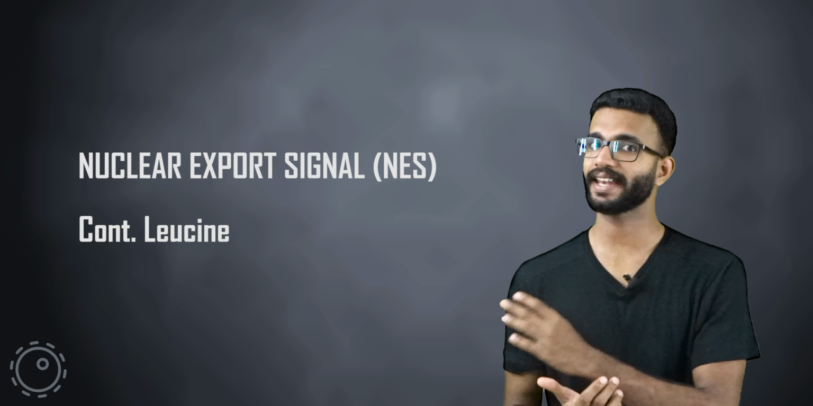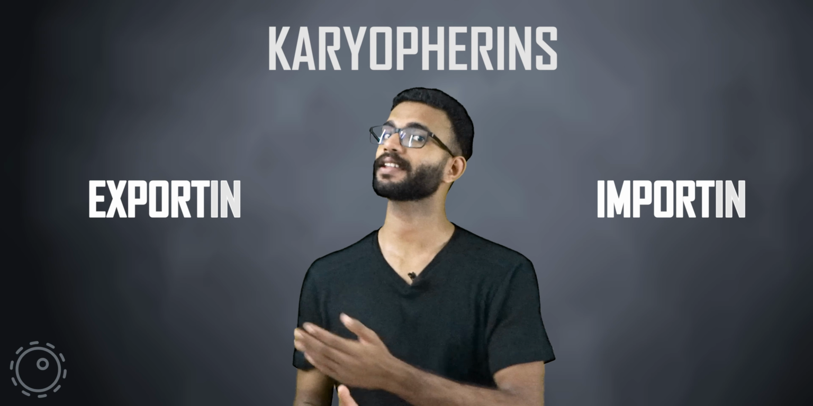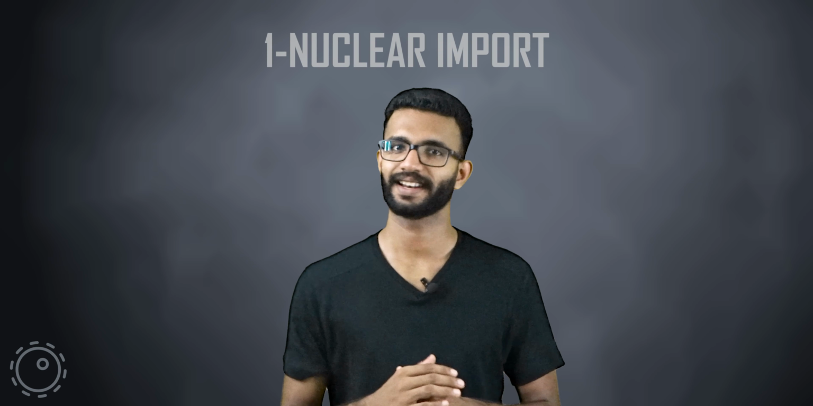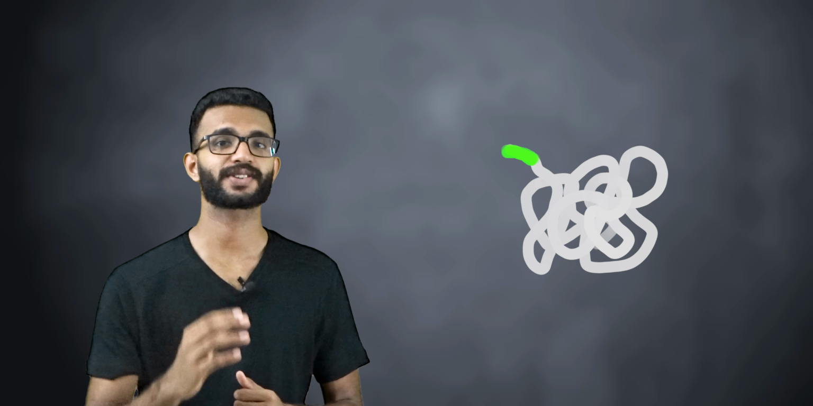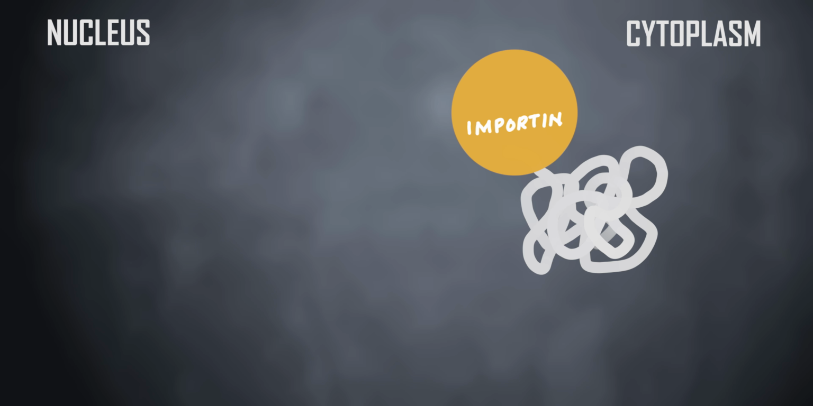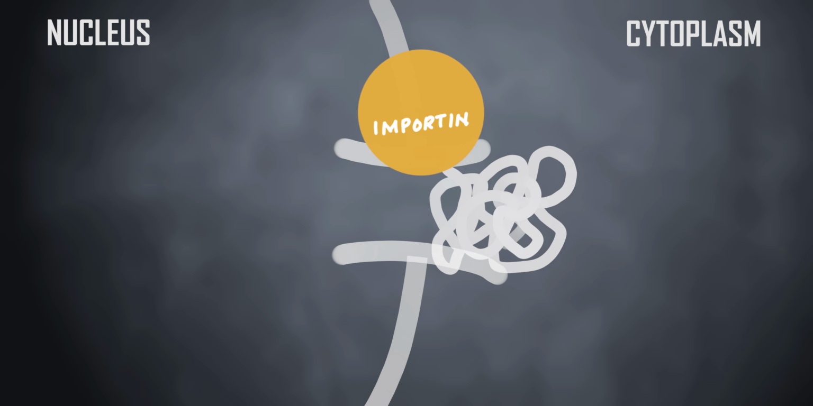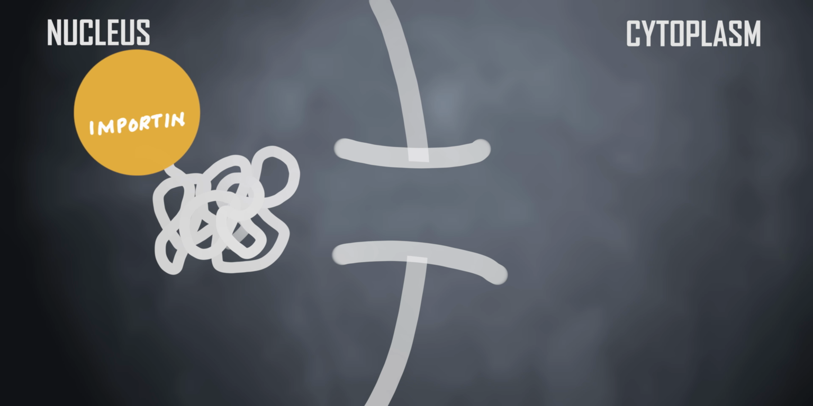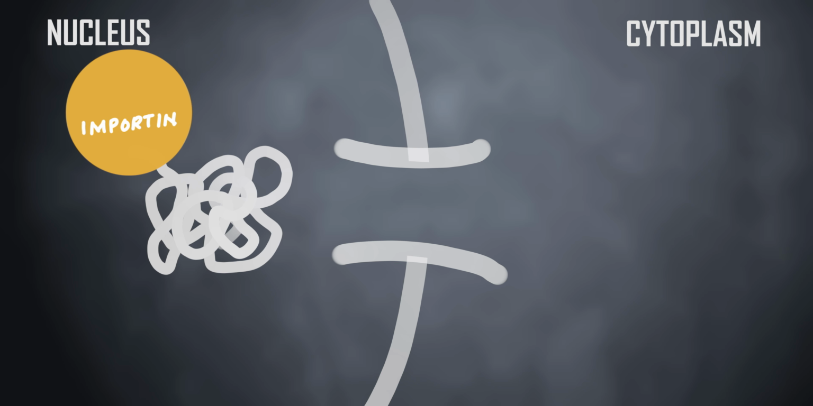Karyopherins are the class of proteins which actually recognize these signals, and there are two types of them: importin in the case of the import and exportin in the case of the export. First, let's talk about the nuclear import. When a cargo protein with the nuclear localization signal comes in the cytoplasm, it binds with the importin, and then the importin and the cargo protein can enter through the nuclear pore complex into the nucleus.